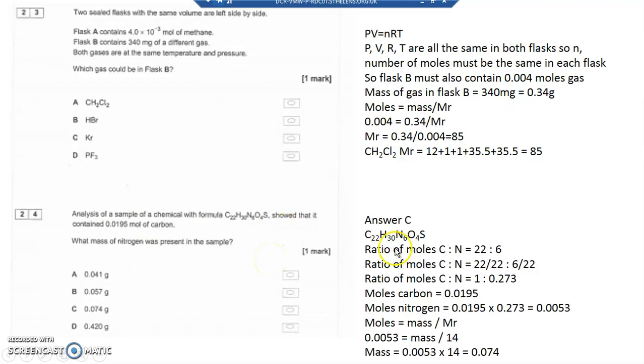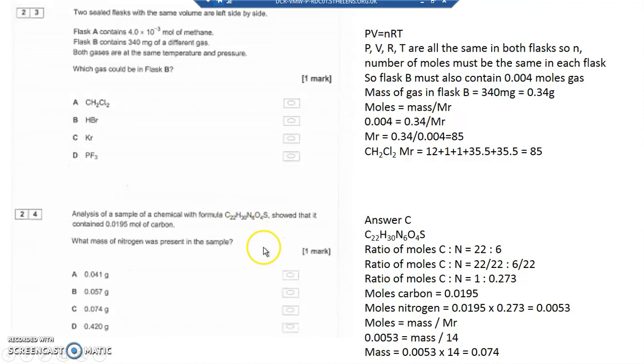If you can't see that, another way of looking at it is that the ratio of moles of carbon to nitrogen is 22 to 6, so it's a 6, not a 5. I divide both by 22, so the ratio of carbon 1 to nitrogen 6 divided by 22 is 1 carbon for every 0.273 moles of nitrogen. So my moles of carbon, 0.195, multiplied by 0.273, gives 0.0053 moles of nitrogen. So I have got 0.0053 moles of nitrogen.